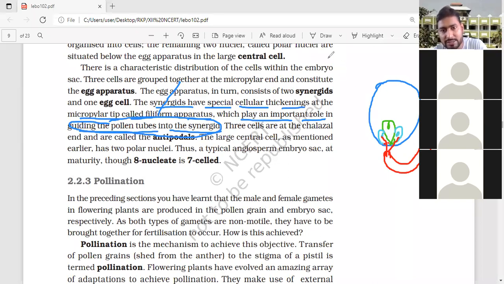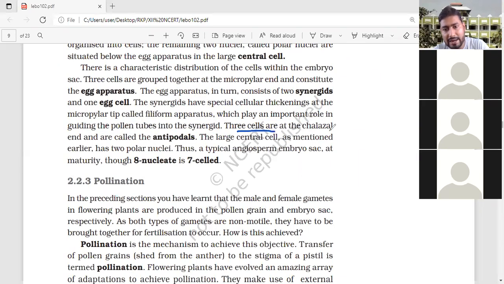When it enters through the synergid, there is the filiform apparatus. Here is a small structure known as the filiform apparatus, this thickening. What is the function of this thickening? This thickening helps in guiding the pollen tube which will enter through the synergids. The synergid also is involved in the orientation and guidance of the pollen tube as it enters inside the embryo sac.